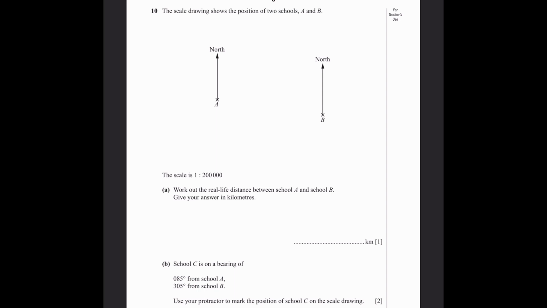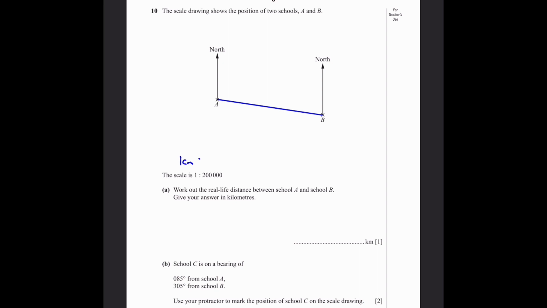Question 10. The scale drawing shows the positions of 2 schools, A and B. The scale is 1:200,000. A. Work out the real-life distance between school A and school B. Give the answer in kilometers. So a distance of school A and school B in the scale drawing is just that line. The distance between A and B is nothing but the length of this line segment here. So we have this. Now, scale is 1:200,000.